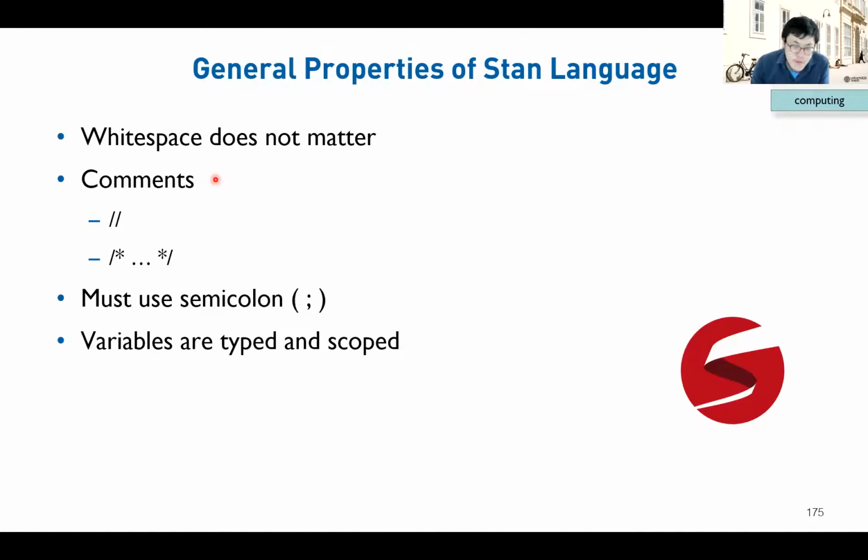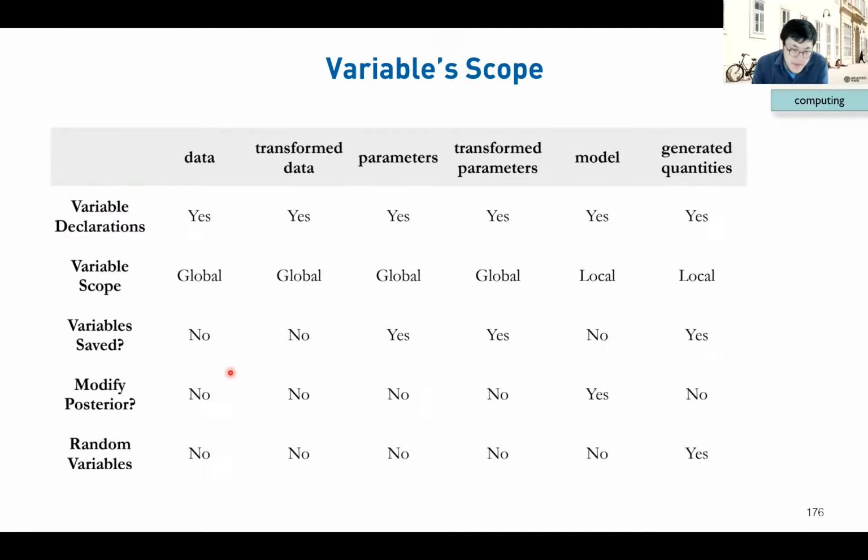All right, so what are the language features? We know that white space doesn't matter, I showed you, comments use double slash, and every single line must be terminated by a semicolon. We also know that now. This is important: all of the variables are typed and scoped. So what does that mean? Typed here means we just have to declare the data types of all of the variables. Scope, I will skip for now, and I will tell you later.